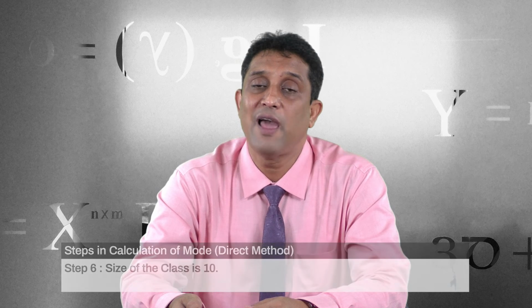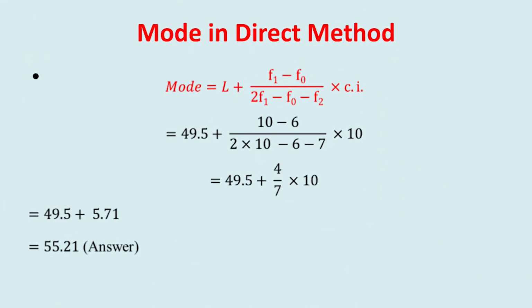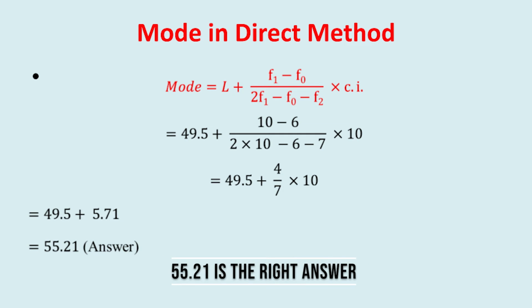Now just use these values in the calculation of mode: lower limit 49.5 plus 10 minus 6, divided by 2 into 10 minus 6 minus 7, that is 2 F1 minus F0 minus F2, into CI. So you just simplify it, and you will find the mode is 57.21.